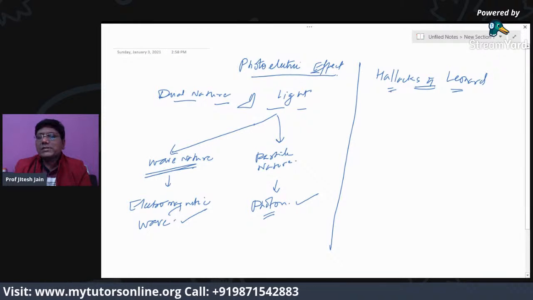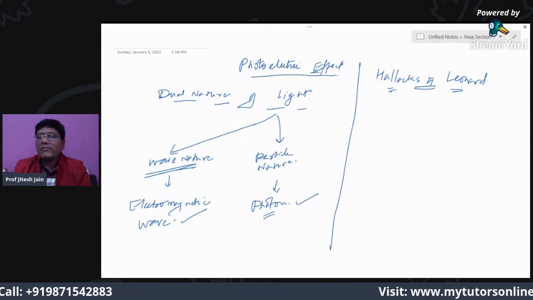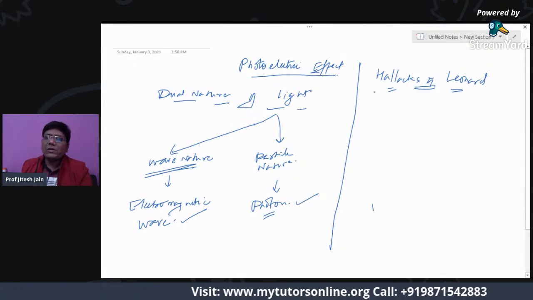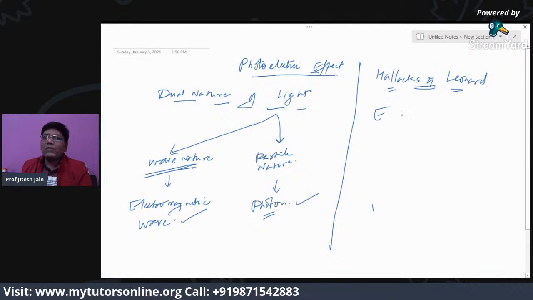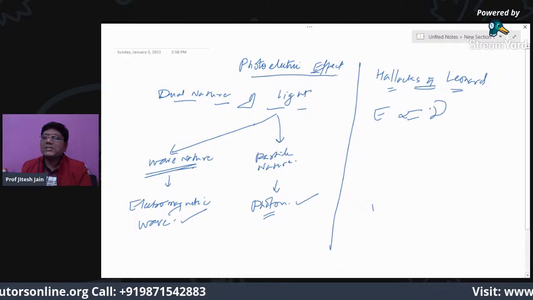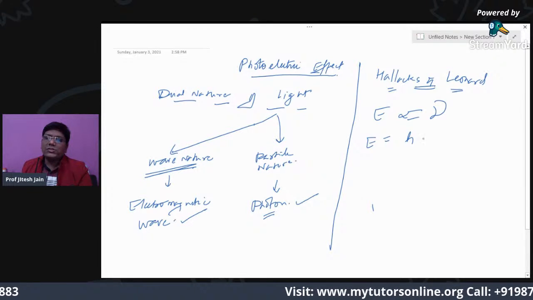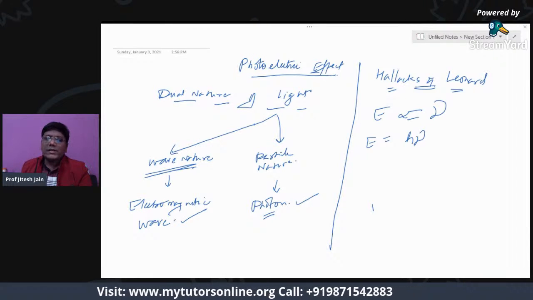Now before this, there was a small explanation given by the very famous physicist Max Planck. What did Max Planck say? He said that the total energy which we receive from light is always proportional to its frequency, nu. That means E is equal to h nu, dear students.